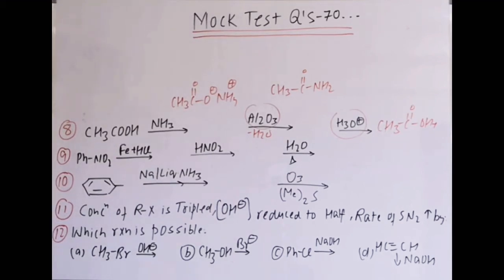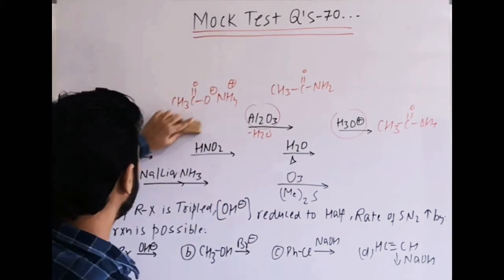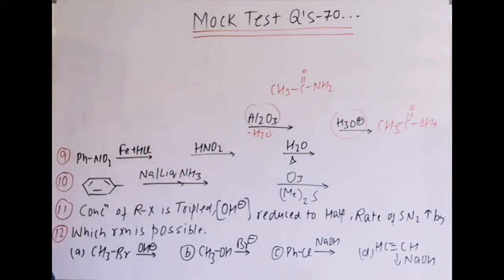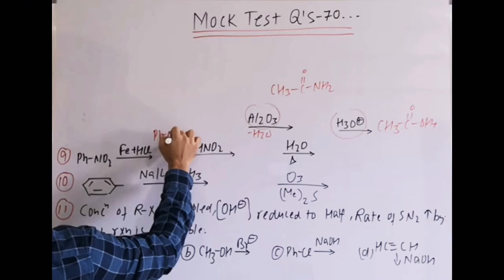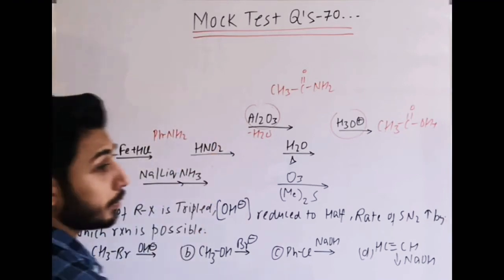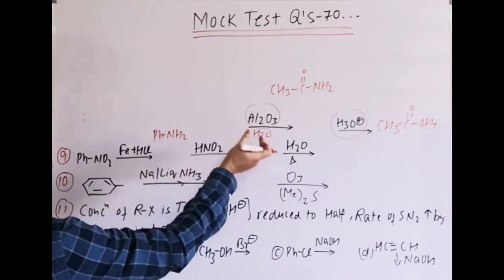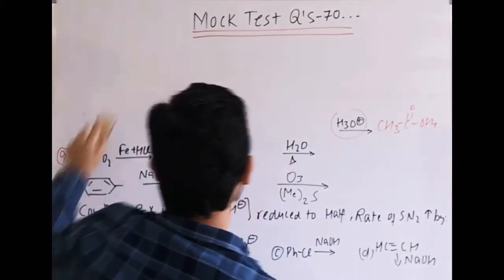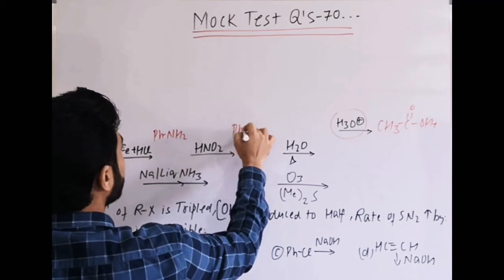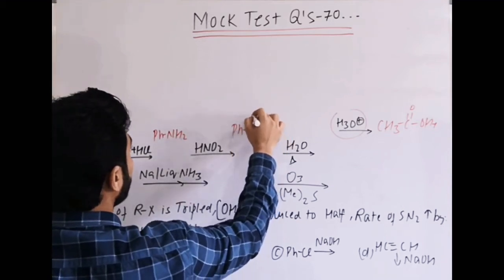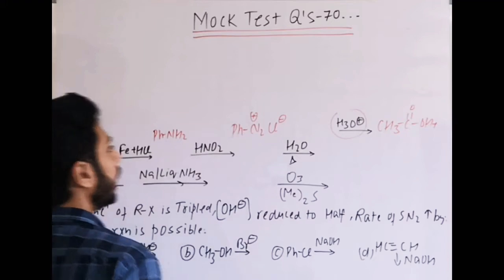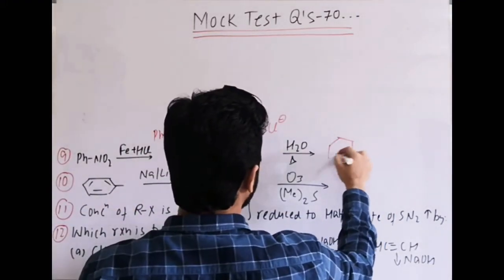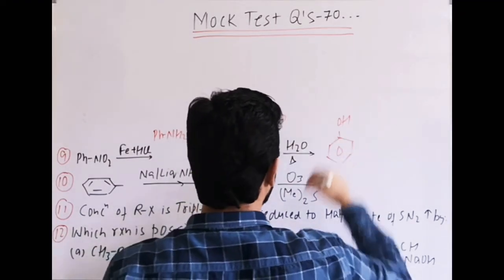Next question is nitrobenzene with Fe/HCl. It is the standard reaction of nitrobenzene with Fe/HCl, which is aniline formation, PhNH2. With HNO2, that means NaNO2/HCl, which generates HNO2. I am not writing that one completely, as it will take more space. So after this reaction it forms the diazonium salt, which is PhN2 plus Cl minus, and with H2O and heating, that is the standard reaction of diazonium with water, or boiling with water, giving phenol.